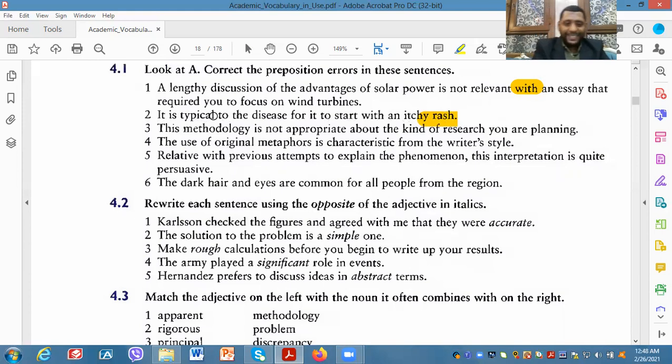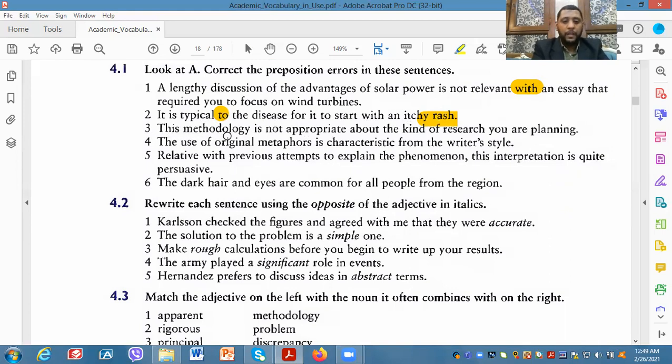It is typical. Is it typical to or typical of? It must be typical of. It is typical of the disease for it to start with an itchy rash. Okay, so it's typical of, not typical to. All right, that was number 2.